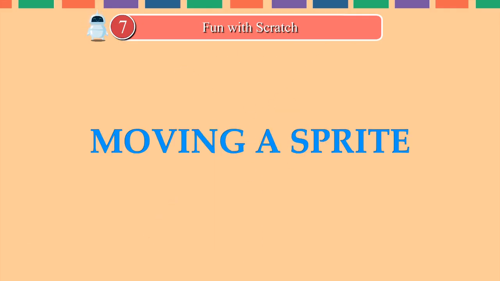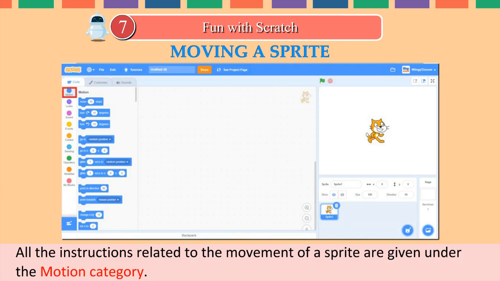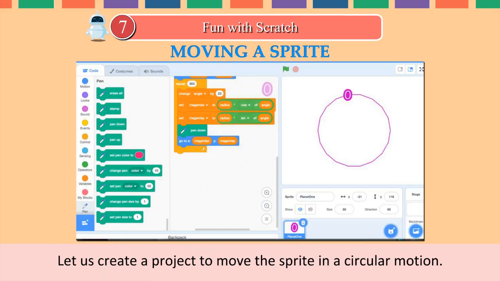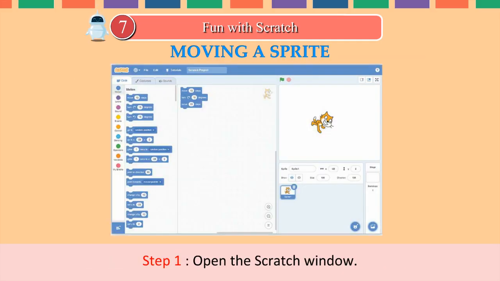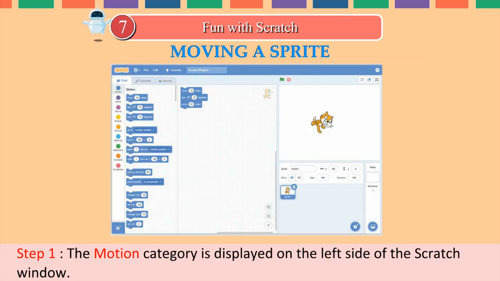Moving a sprite. All the instructions related to the movement of a sprite are given under the motion category. Let us create a project to move the sprite in a circular motion. Step 1. Open the Scratch window. The motion category is displayed on the left side of the Scratch window.